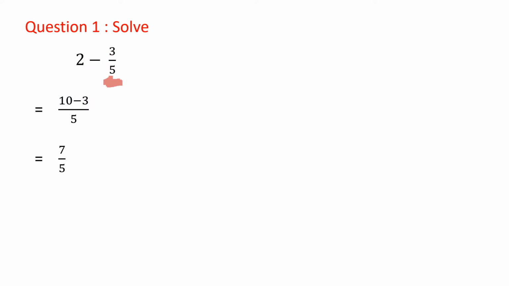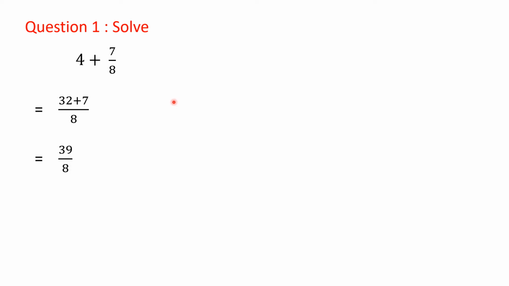Now you can solve it normally. After doing that, 10 minus 3 is 7 by 5. So you get 7 by 5. Same answer, right? So instead of taking the LCM, this is a much easier method. And when is this method used? This is used when one number is expressed as fraction and the other number is expressed as a normal number. Okay.